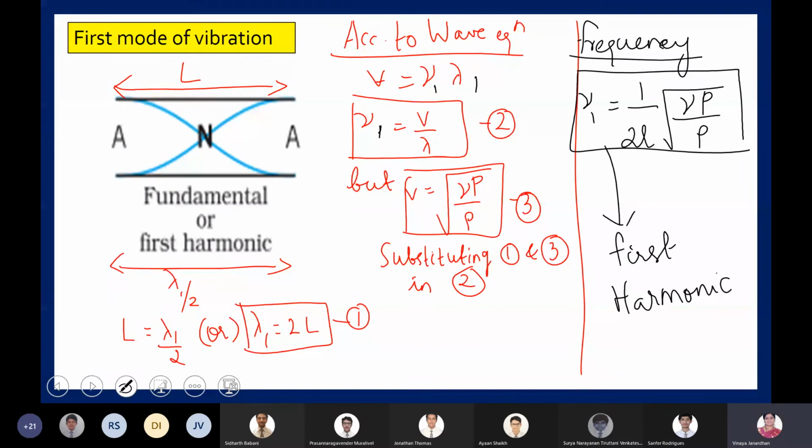Can someone try the second mode of vibration? By second mode of vibration, you should have again two antinodes at both the ends. So one more antinode at the center. Can someone try the second mode of vibration?